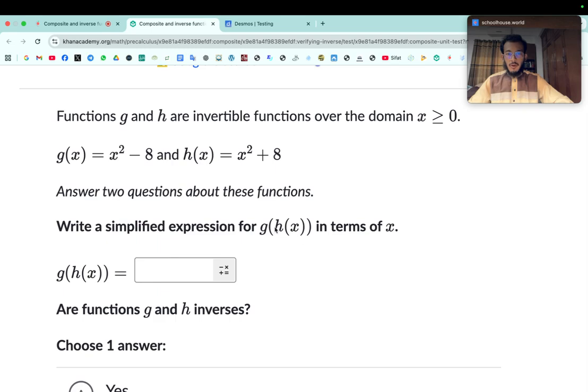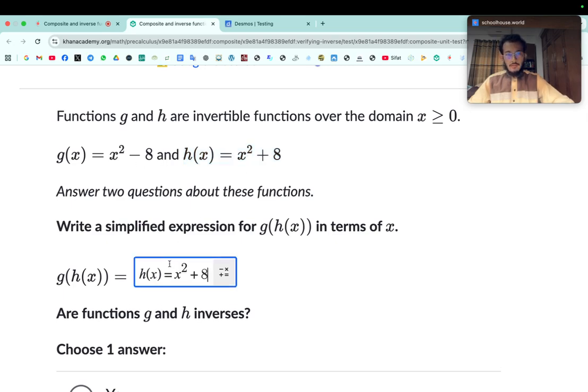Write a simplified expression for g of h of x in terms of x. So we have to plug h into g. We replace the x in g with the entire expression of h, and then square that, minus 8. This is what we have.